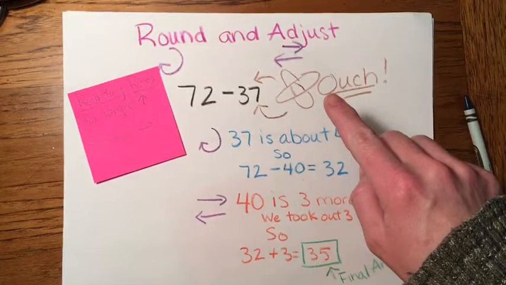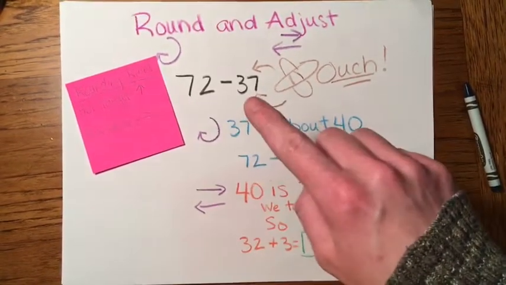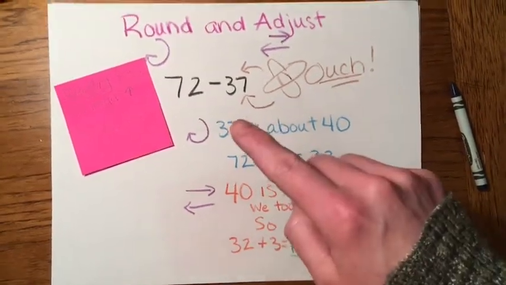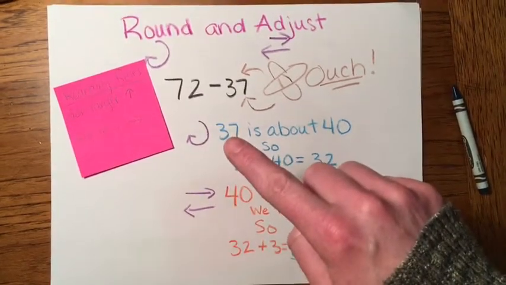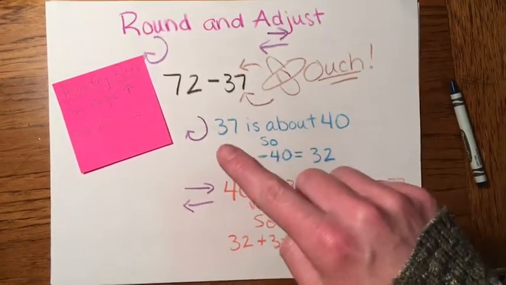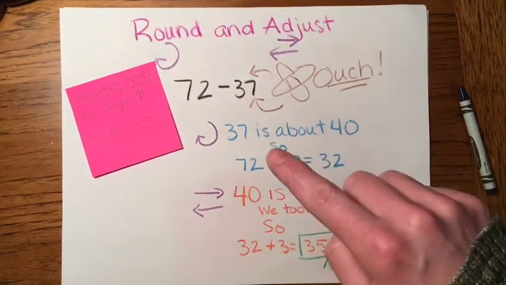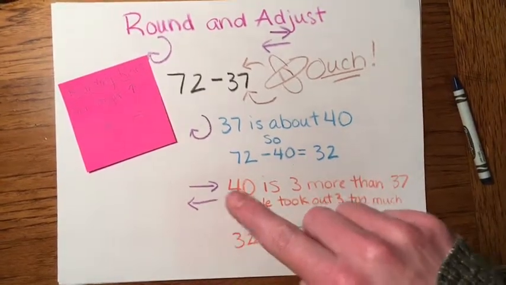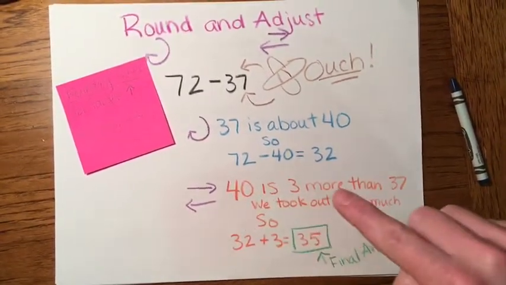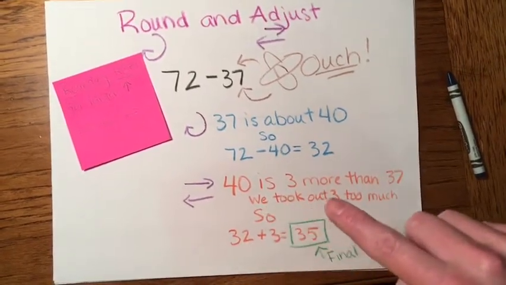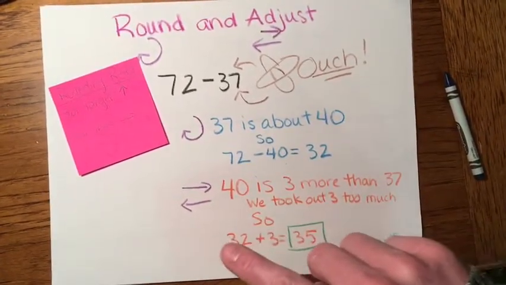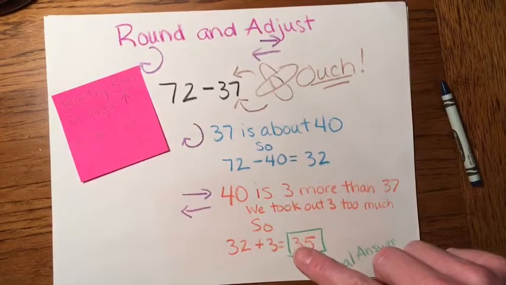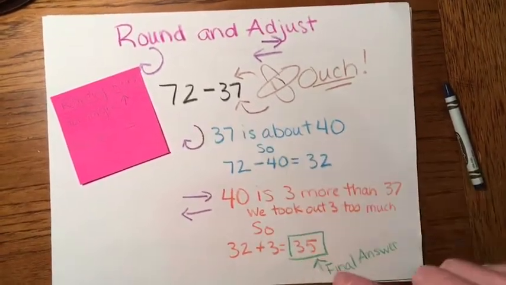When we look at this first problem, I think, ouch, 72 minus 37, I'm going to have to borrow. Ouch, that's some crazy borrowing. So the first part is the round part, where we're going to make the second number, which is this 37, we're going to think to ourselves, 37 is about 40, so 72 minus 40 equals 32. Here's the adjust part. We need to think about 40 is 3 more than 37, so we took out 3 too much. So 3 plus 32 is our final answer. So our final answer of 72 minus 37 is 35.